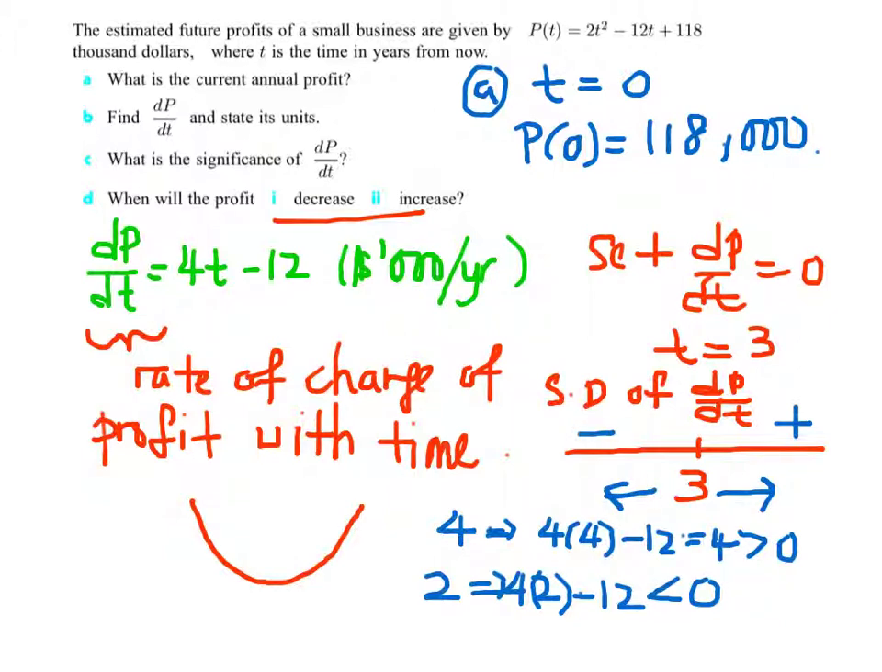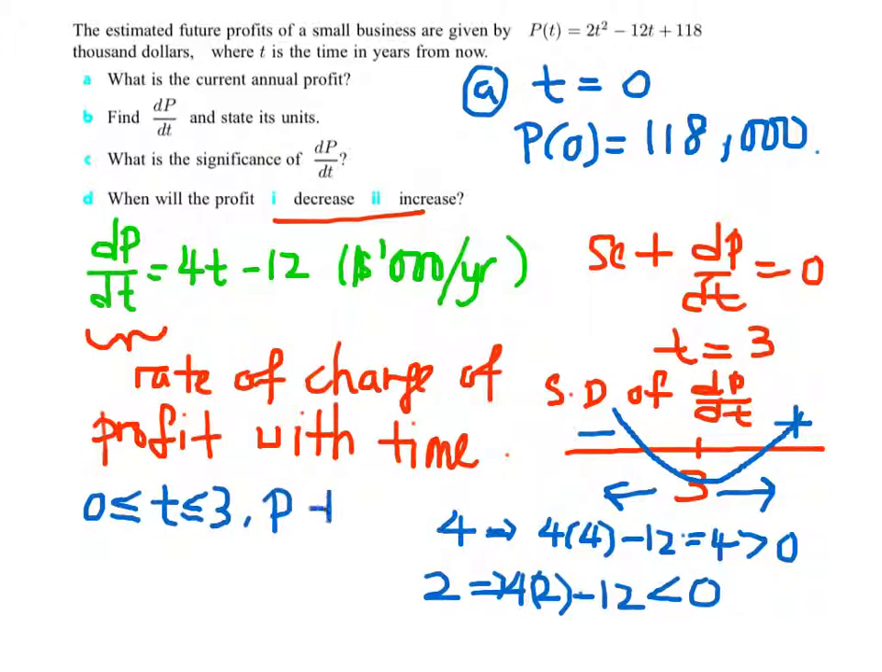Therefore the sign diagram gives us the shape of this. We can say that between t equals 0 and 3, the profit decreases because dp/dt is negative, and for t greater than 3, the profit increases.